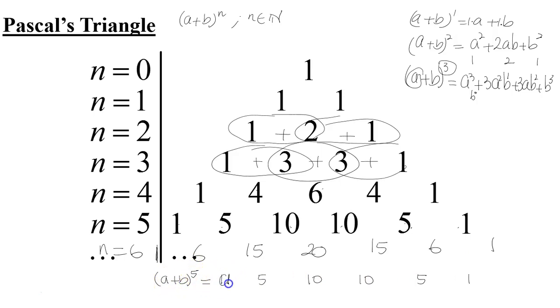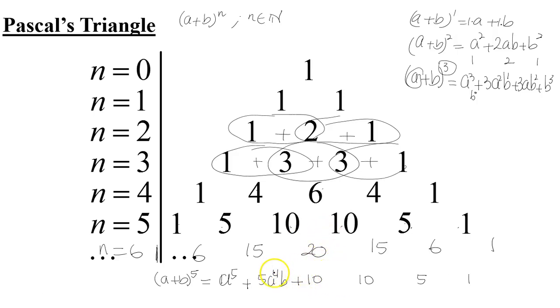So 1 times a to the 5 is a to the 5, plus. Then the exponent of a decreases by 1, it becomes a to the 4. And then it's as if we have b to the 0 here. The exponent of b increases by 1, which leaves me with a^4 times b.